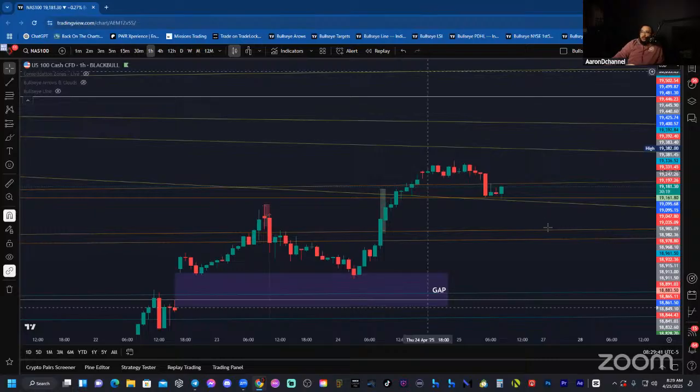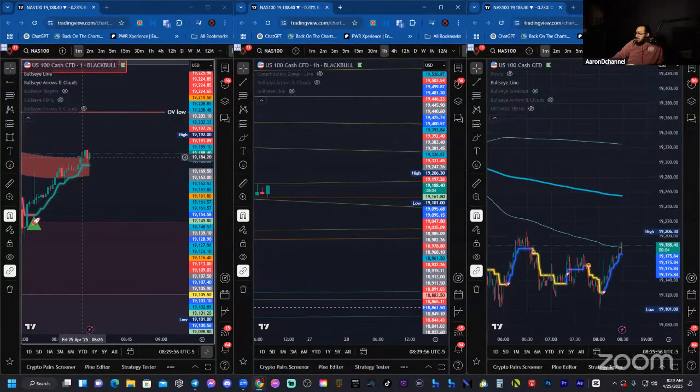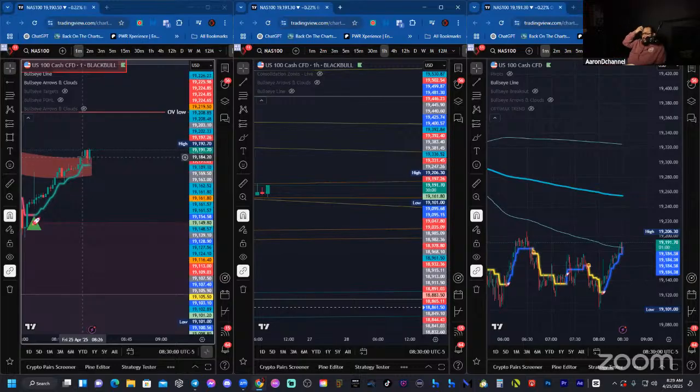All right. So that's our arc. We could potentially continue up, break this high, and then get a reaction. Or we could totally open bearish and test this gap down here. We'll see what happens. What else? Anybody else got a good idea? Here's the open.